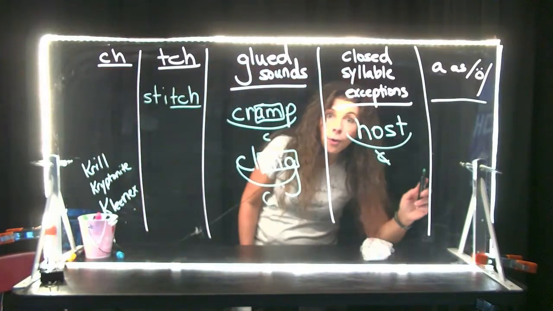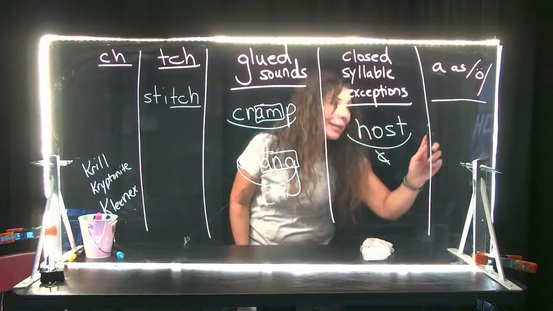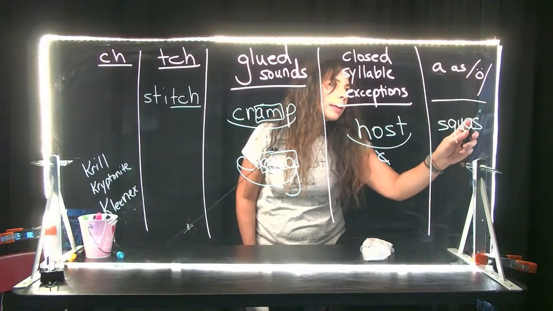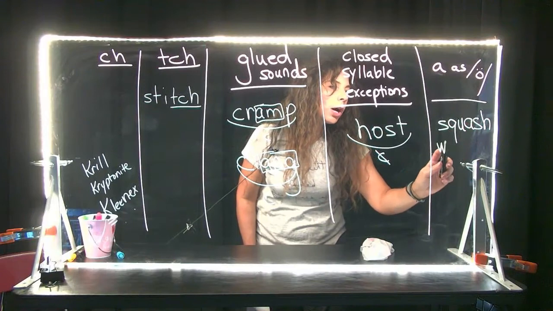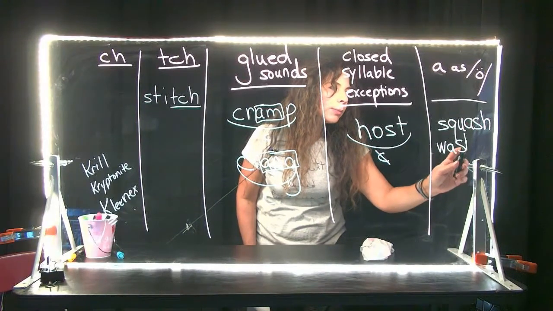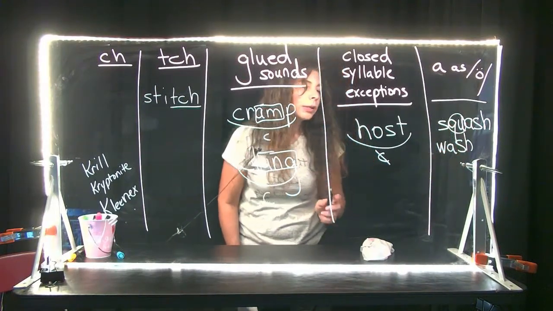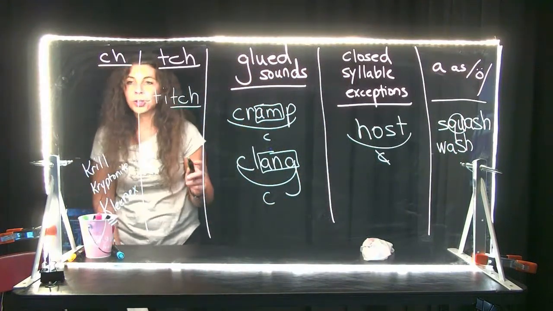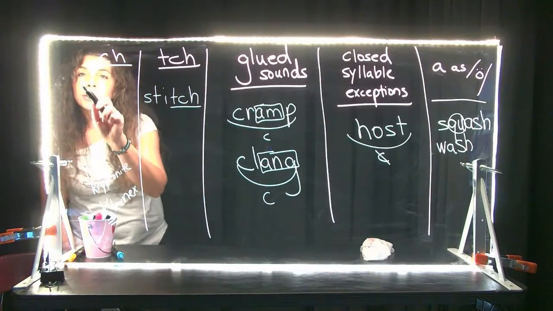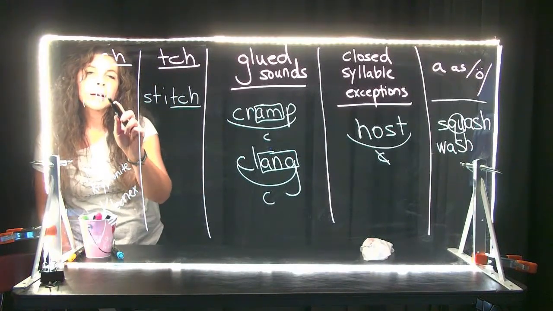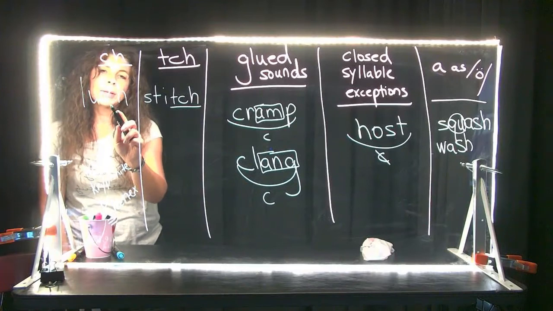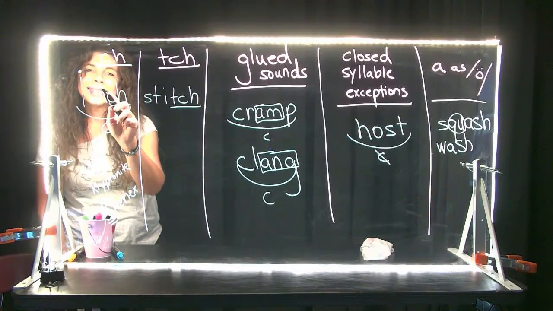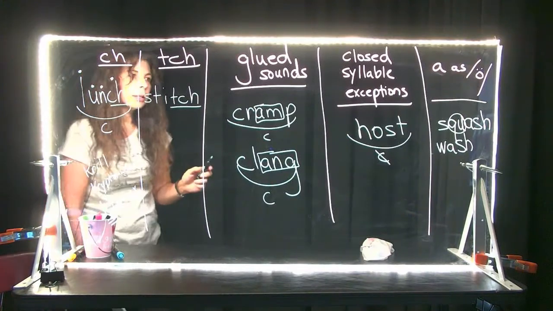You should have said all the way down in the last column. Squash. Remember, whenever it's squash or wash, when the A is followed by a W or a QU, it's going to make an ah sound. How about lunch? Lunch, my friends, goes right here because of that consonant before that CH, so it is a digraph. That's a closed syllable. Ch. Lunch.